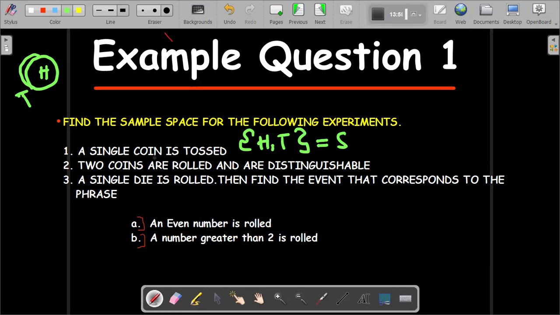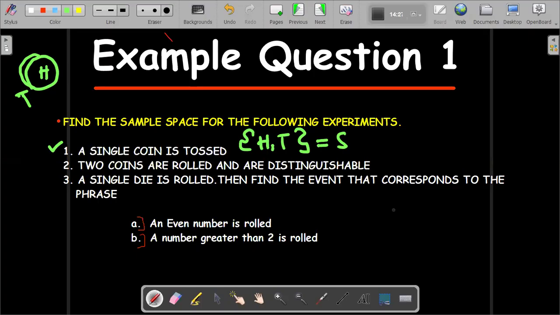Okay, and then number 2, so we've done number 1. Number 2 here, they're saying 2 coins are tossed and are distinguishable. So meaning we can tell the coins apart, right? They are different. Maybe we get a 1/4 coin and a 5 ngwe coin. So we toss those coins. What is the sample space after tossing?